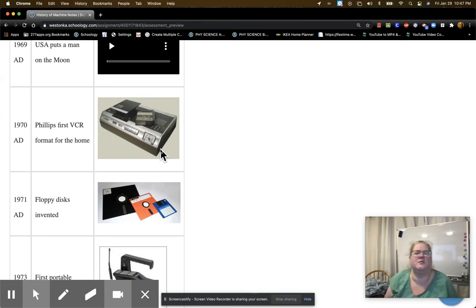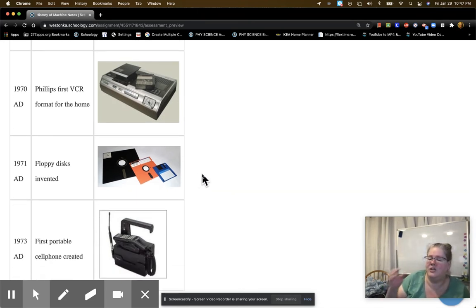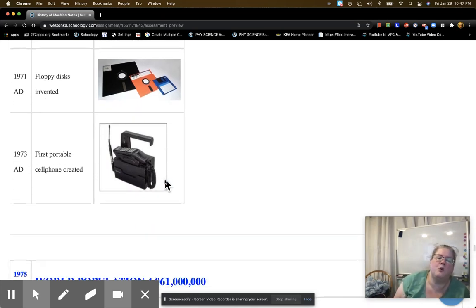VCR by Philips for the home. You could record things off television. We had floppy disks. You're so used to flash drives, or to be honest, just use the cloud. But before that, my first things in school were on these little floppy disks. And I remember using the big ones, and then the medium ones, and then those, and then eventually flash drives. The first portable cellular phone. Big, huge battery to power it.